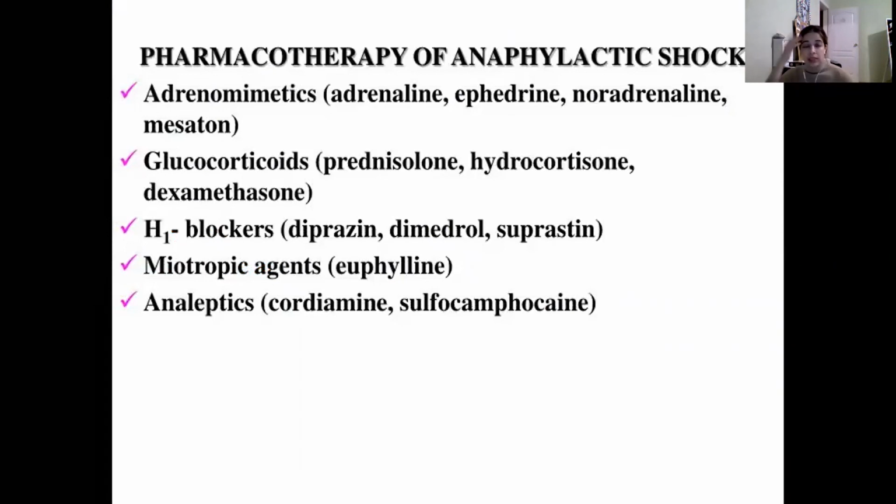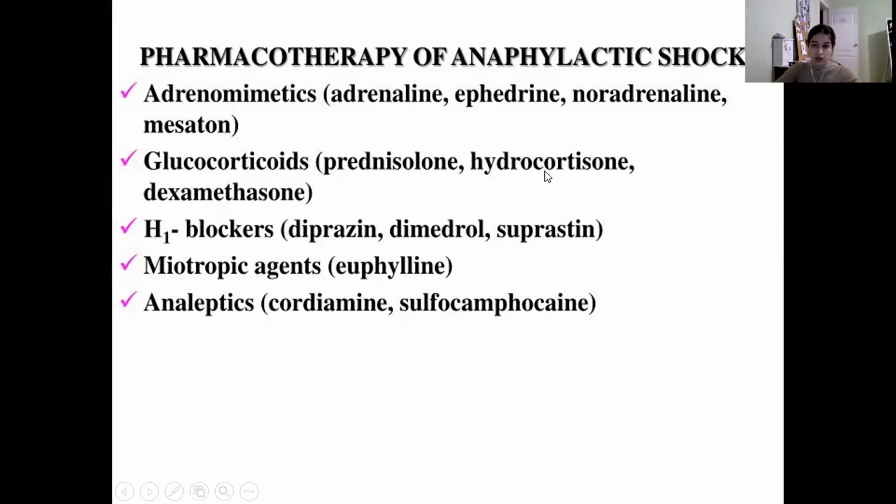And the last slide for today is the treatment of anaphylactic shock. As we discussed, the allergic reaction can be of three different types: mild, moderate, and severe. The severe one is anaphylactic shock. For the treatment of this, we have firstly adrenomimetics like adrenaline, ephedrine, noradrenaline. No, ephedrine is not, because it is long-acting. Adrenaline is better, or noradrenaline, because they constrict the blood vessels and fight the acute hypotension.